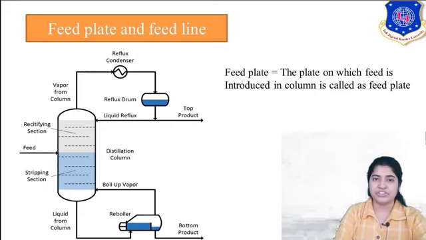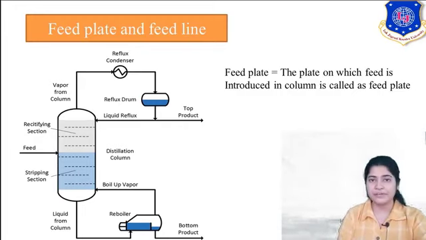The trays which are above the feed plate, that section is known as rectifying section, where vapors are enriched. More volatile components are enriched here and sent to the top, from where vapor of column goes to your condenser and it is condensed and you get your top product, that is your distillate. And part of that liquid is sent back to the main column, that is your reflux liquid.